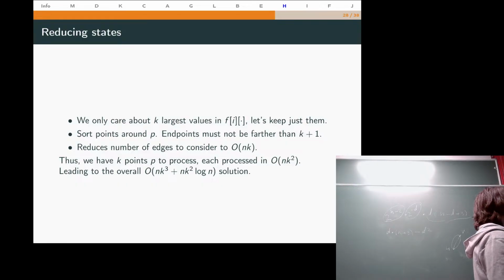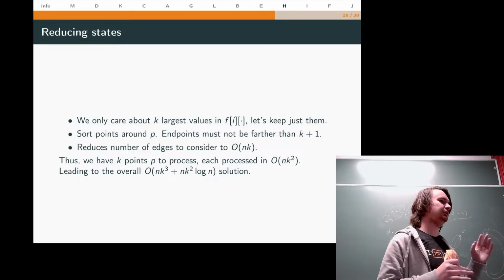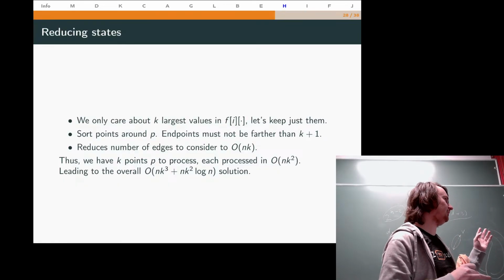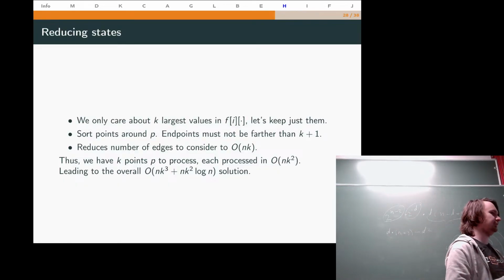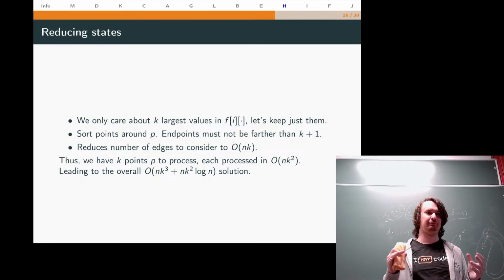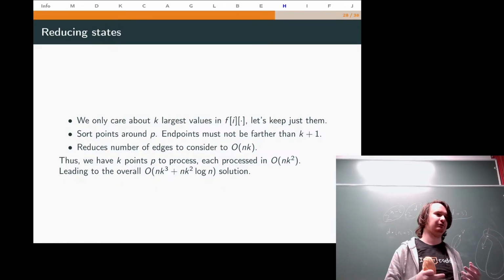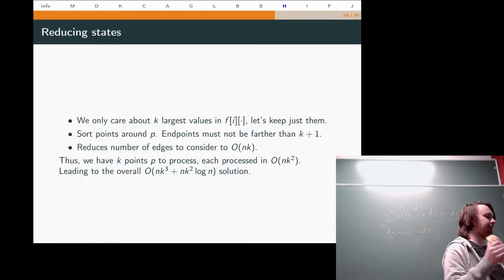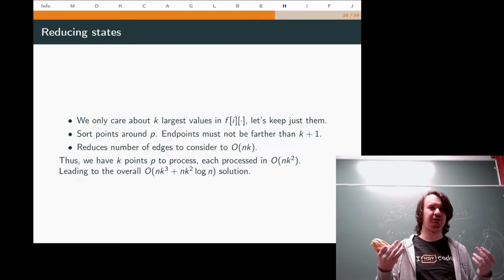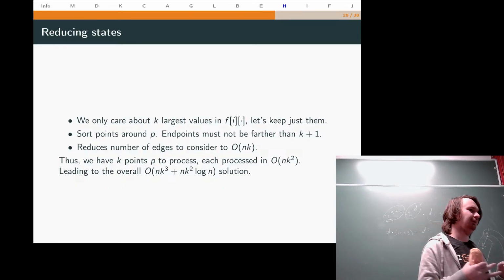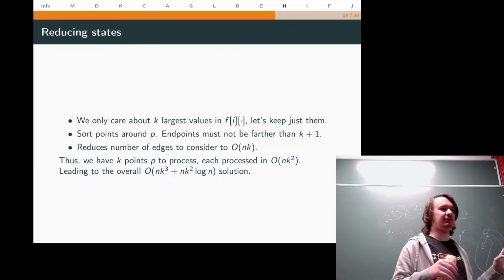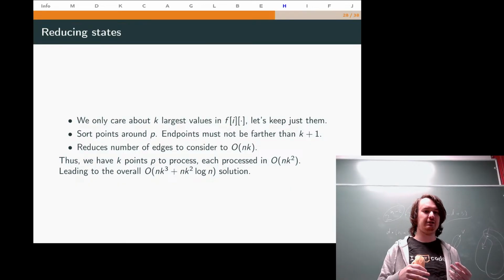The second fact is that if we sort all the points around P, around the bottom left point, by their polar angle, then the endpoints of consecutive segments in our polygon must not lie farther than k plus 1 apart in this sequence, because if they lie farther than that apart, it means that we need to skip this amount of points, and it means that we will not be able to get the needed amount of points in the end. So we reduce the number of edges that we care about from n squared to n times k.